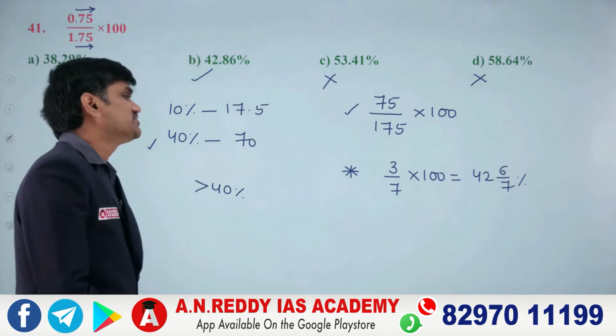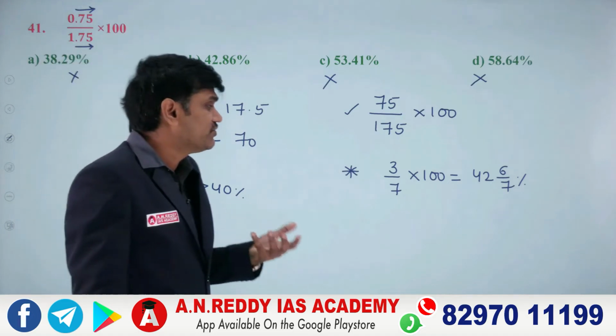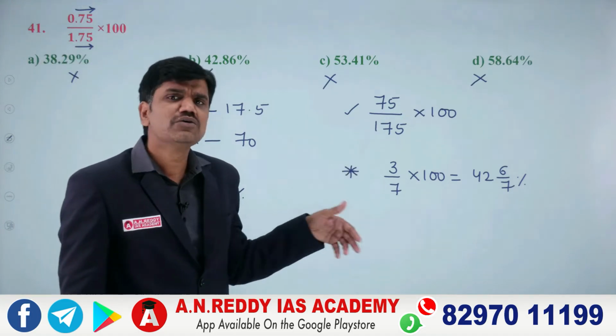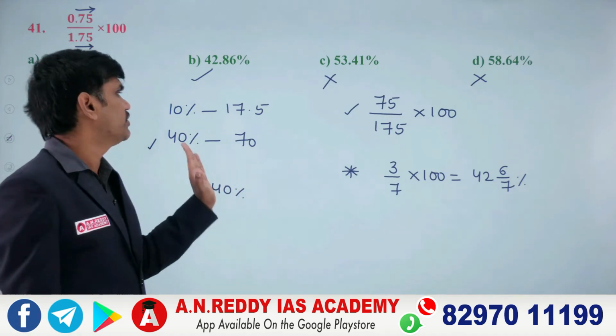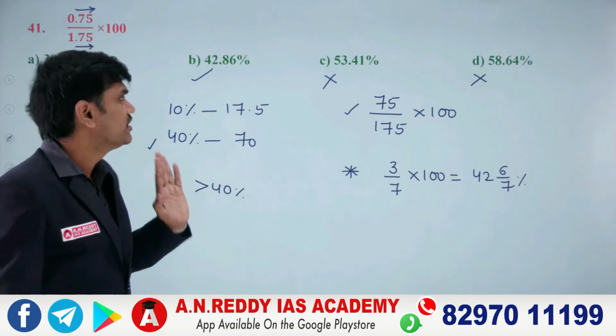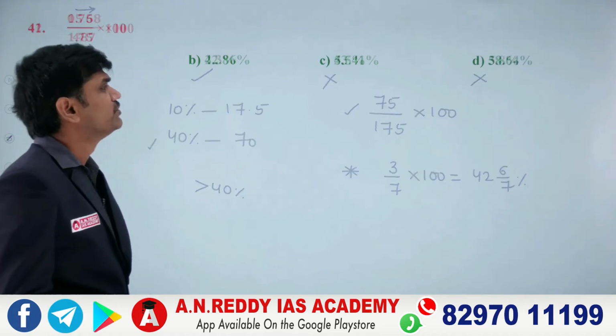So when you have the chance of cancellation, and if you are getting fractions which you have already learned, go ahead with that. There is no harm in that. But the range technique you can use always. Next, problem number 42.